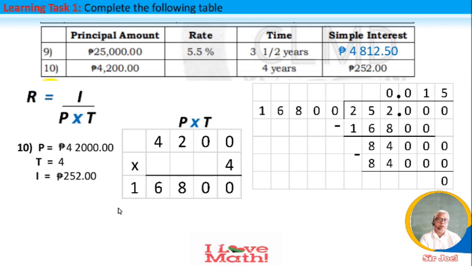Now, if you look at your quotient, it is 0.015. At katulad ng ating ginagawa, from decimal to percent, imumove natin yung point 2 places to the right. So, ang sagot is what? 1.5%. Okay? So, yan ang sagot sa ating problem number 10.